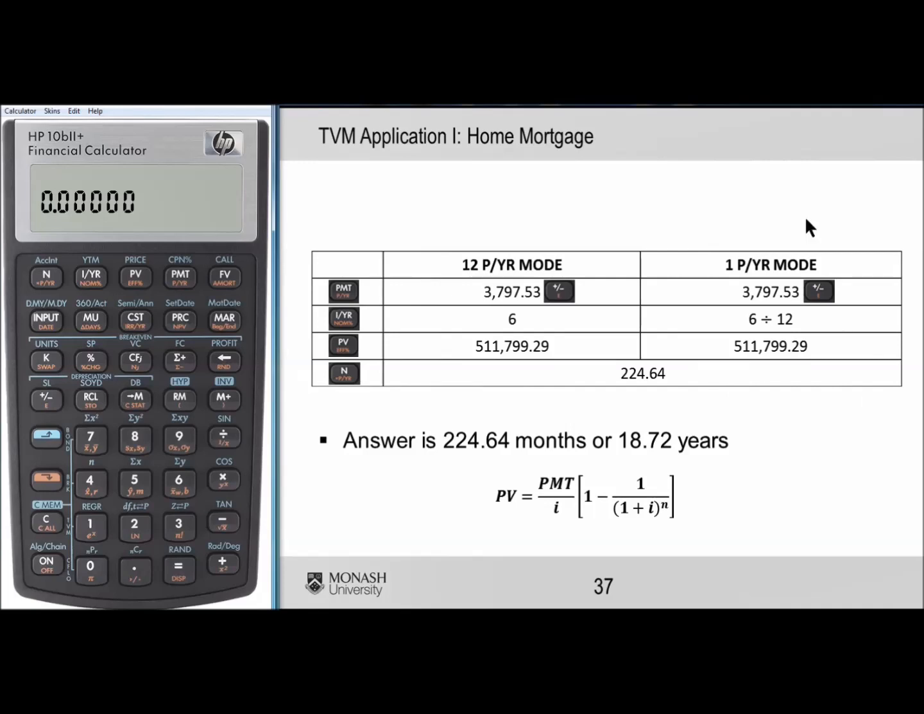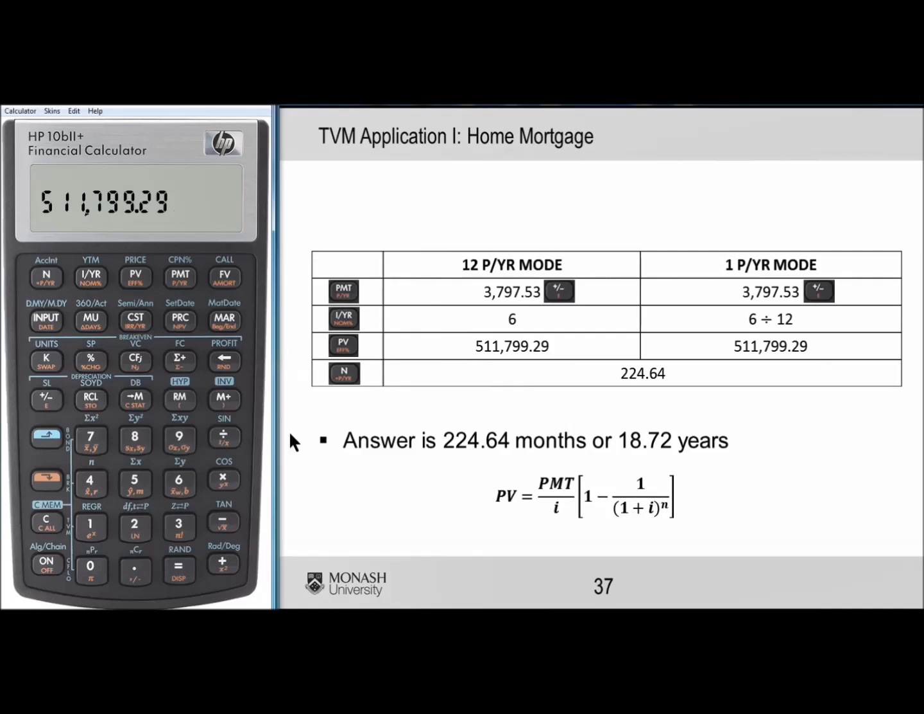So in one payment per year mode, again, my PMT now is $500 extra, so 3797.53. Make it a negative. Remember to give a negative sign to this figure, PMT. I/Y, the interest rate, is the same, 6 divided by 12. PV is the PV at time 5, which is 511,799.29.